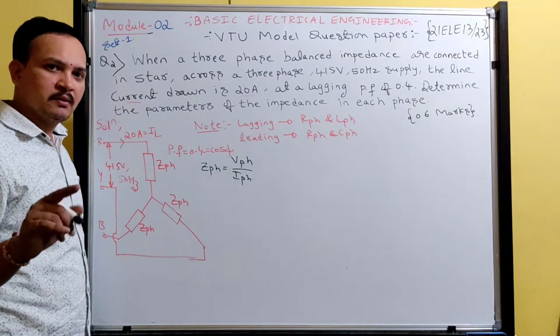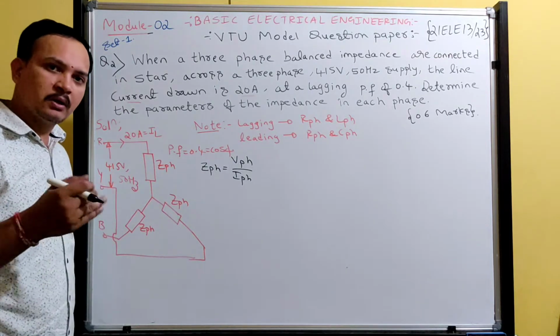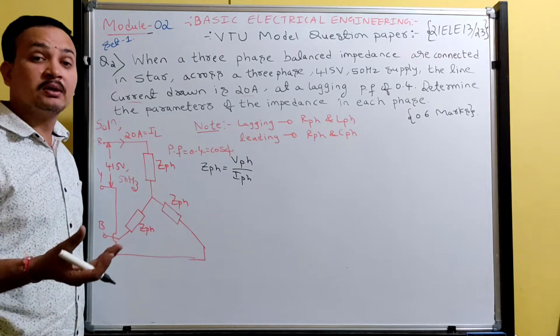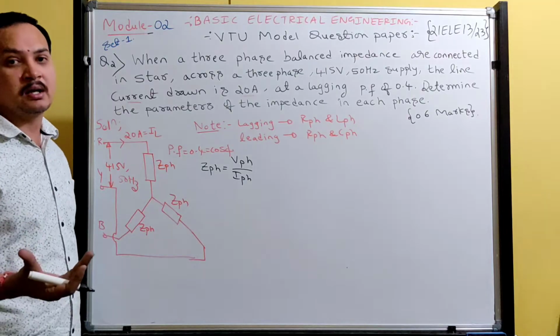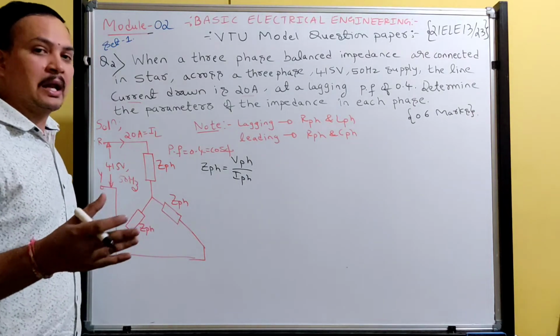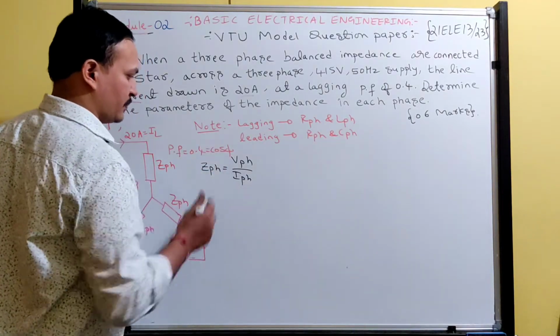See, in three phase, we are always calculating per phase values. Once we know the per phase values, we can find line parameters by knowing the relation between line and phase quantities of star as well as delta connected systems. So that's why in three phase we are always calculating per phase values. So impedance per phase is VPH by IPH.